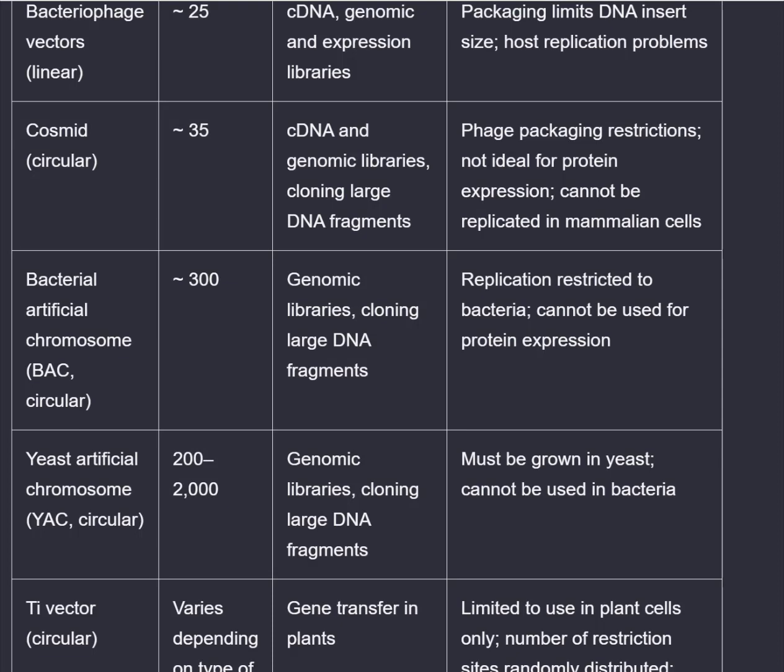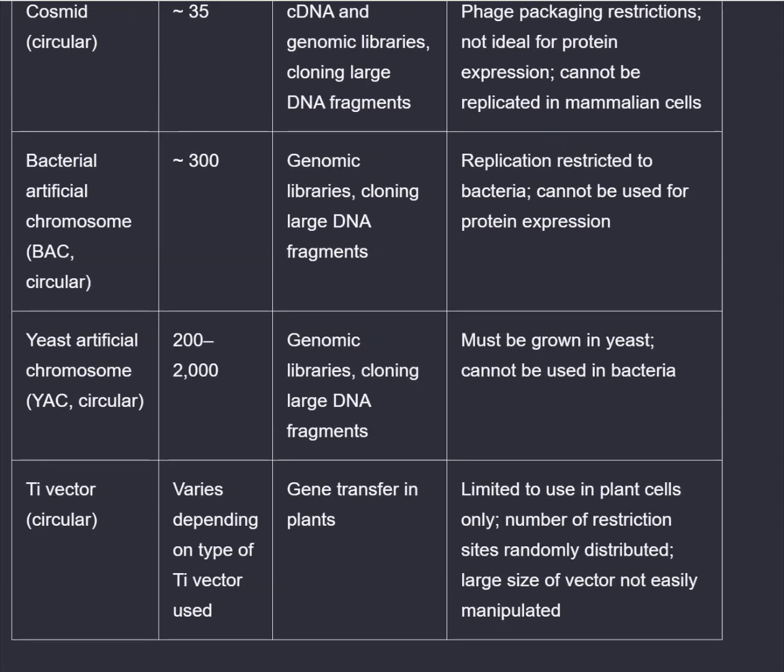Bacteriophage vectors, linear: 25 kb. Applications: cDNA, genomic and expression libraries. Limitations: packaging limits DNA insert size, host replication problems. Cosmid, circular: 35 kb. Applications: cDNA and genomic libraries, cloning large DNA fragments. Limitations: phage packaging restrictions, not ideal for protein expression, cannot be replicated in mammalian cells.